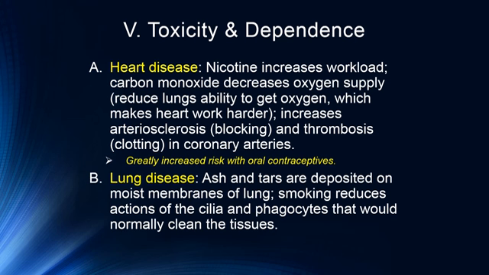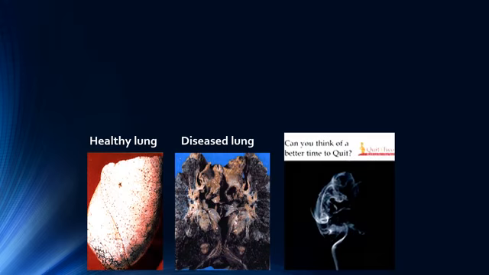Obviously, one of the most significant effects of smoking is lung disease. My father died of lung cancer. He was a lifetime smoker. Ash and tar are deposited in the membranes of the lung. This reduces the action of the cilia and phagocytes that would normally clean these tissues, and as a result, the lungs can get pretty gunked up. You can tell pretty clearly somebody who smokes quite a bit based on their hacking cough.